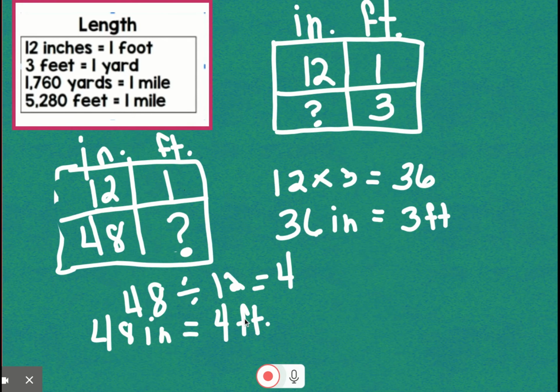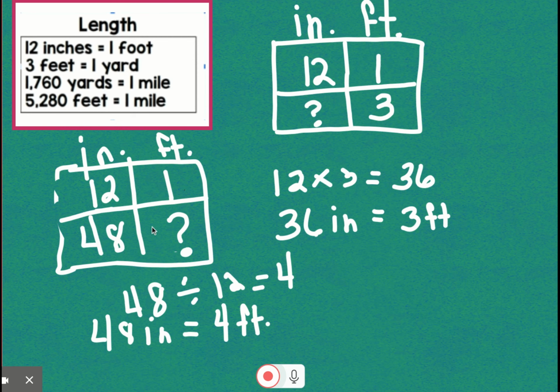I want you to take a minute to look at something. When I went from feet to inches, I had to multiply. But then when I went from inches to feet, I had to divide. When you're going from the bigger unit of measurement, you're going to multiply because you would have more of the smaller units of measurement. So you have 12 little inches that equal 1 big foot.